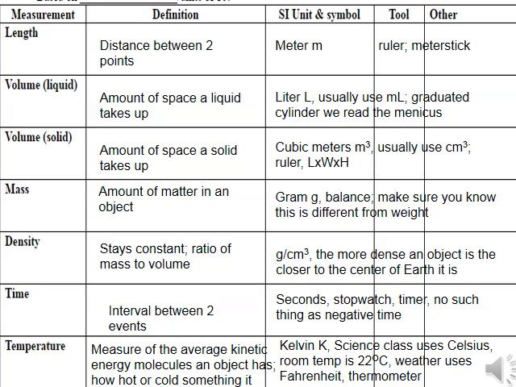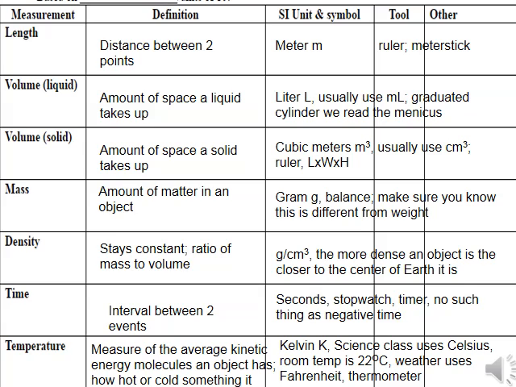Volume of a solid is the amount of space a solid takes up. We usually use a ruler and do length times width times height. Most of the time we use cubic centimeters, but the SI unit is a cubic meter. Mass is the amount of matter in an object. It's measured in grams. We get that from a balance. It's different than a scale. Make sure you know that mass is different from weight.